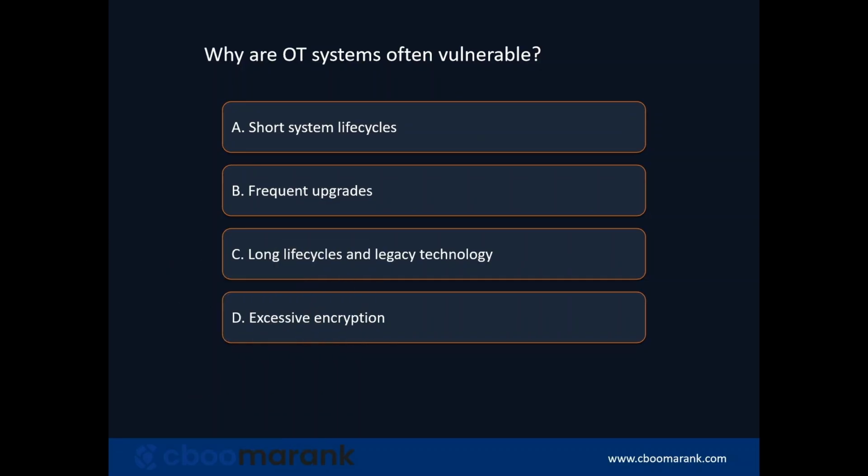Now let's move to the next question. Why are OT systems often vulnerable? Most of the time these OT systems are vulnerable. So what is the reason? Option A, short system life cycle. Option B, frequent upgrades. Option C, long life cycle and legacy technology. Option D, excessive encryption.